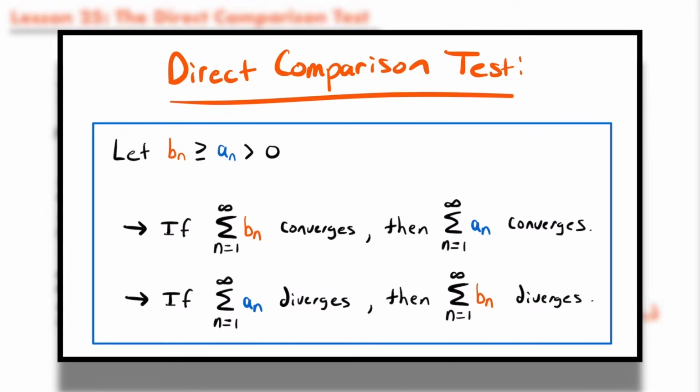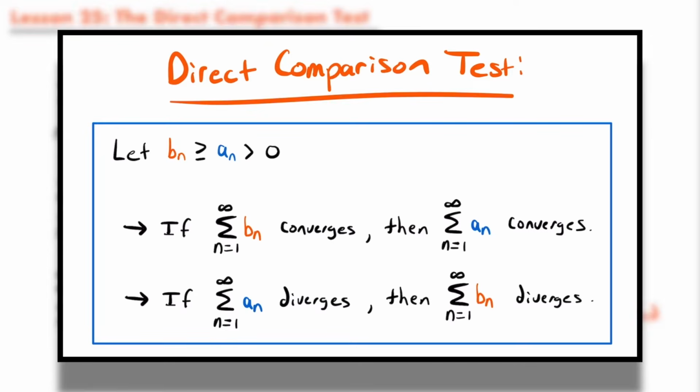We can only say that if the larger series converges, then the smaller series converges, and if the smaller series diverges, then the larger series diverges. We cannot say the reverse. We cannot say that because a smaller series converges, the larger will converge as well, and we cannot say that because a larger series diverges, the smaller series diverges as well. This only works in one direction.